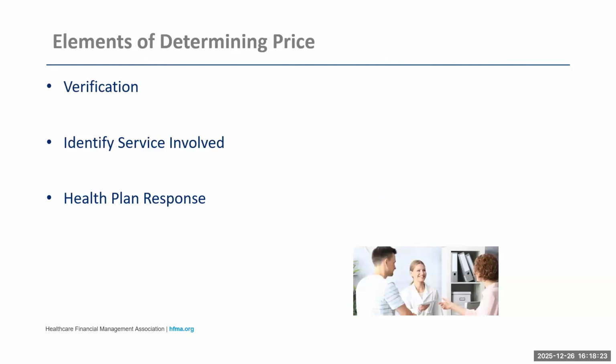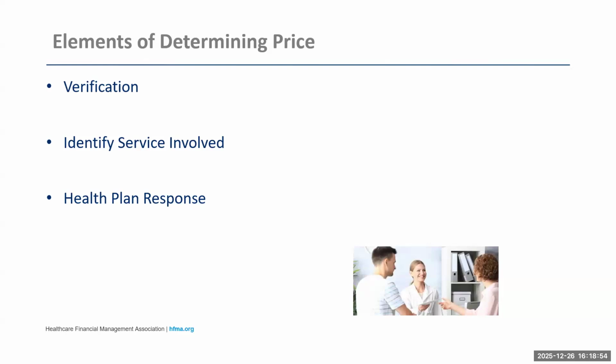The first component of a pricing determination is a verification of the patient's insurance eligibility and benefits. Most often, this information is obtained through real-time electronic transactions with the health plan. The second component of determining a price is to identify the service or test involved. The clinical information needed to determine a price includes the services or tests, the patient type, diagnosis and procedure codes, and any anticipated follow-up care.